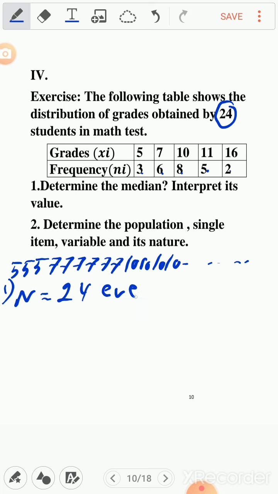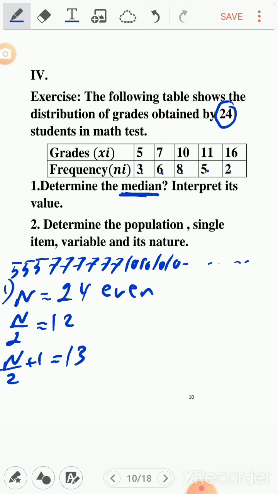This is even. We are calculating the median. Even, so we calculate n over 2, which is 12, and n over 2 plus 1, which is 13. So the number 12 and the number 13, we add them and divide by 2. Not 12 plus 13 over 2, no. The value whose position is 12 and the value whose position is 13.